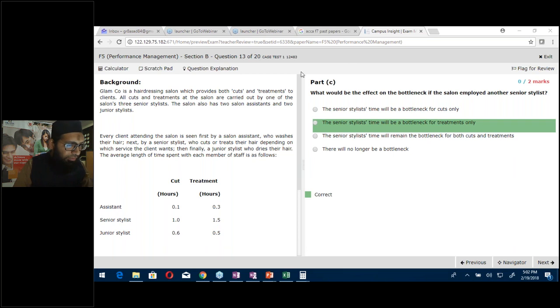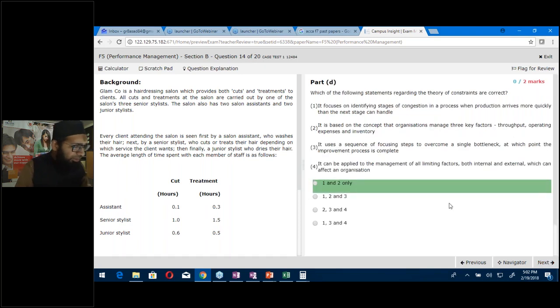So let's come back to part C. The correct answer will be B in this case. I'm doing it a bit in a hurry, so if you have any question, you can come back to me by tomorrow.